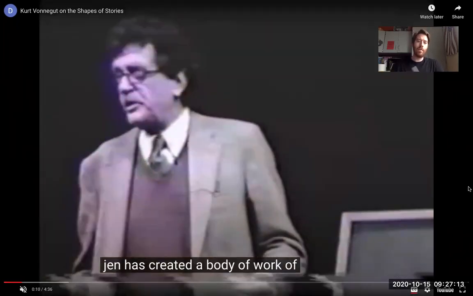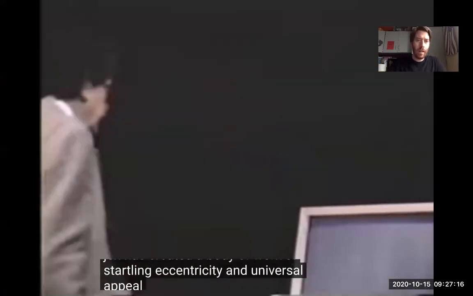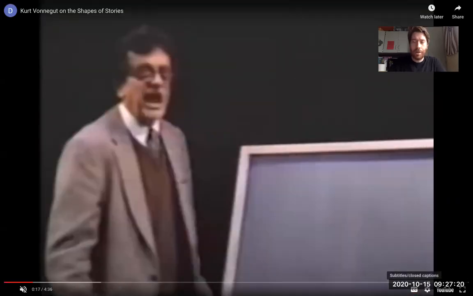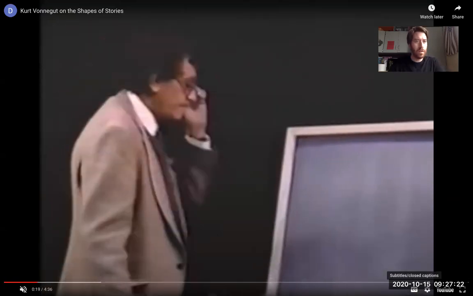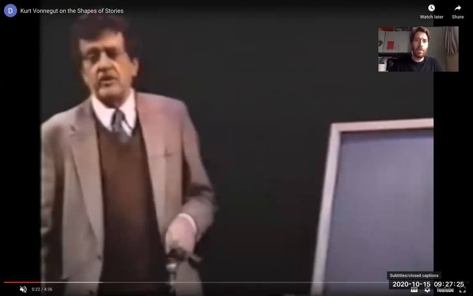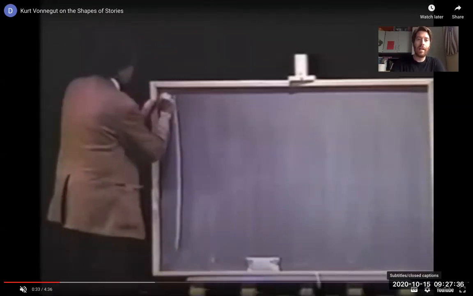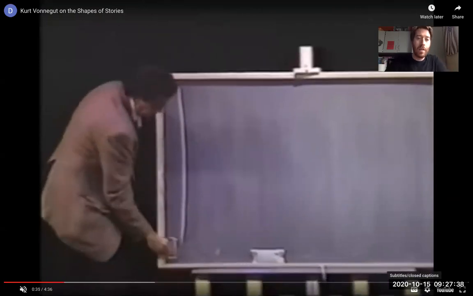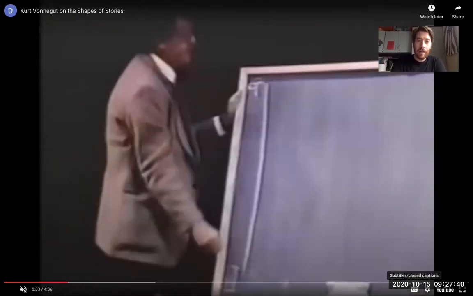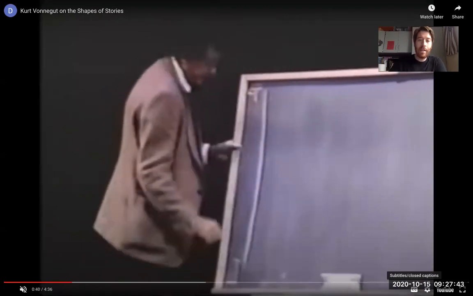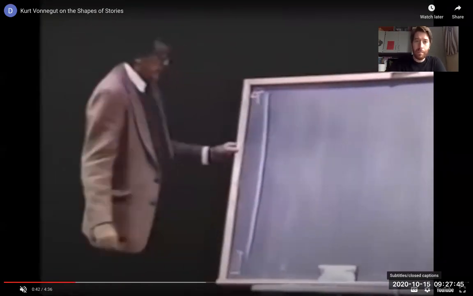So again, this is Kurt Vonnegut, and he is in a lecture here in front of an audience of probably hundreds of students, of authors, and he's introducing the idea that stories have shapes. They all follow the same mold, and if you follow this, you too can write a really good story. So he starts here by drawing a line that he calls an axis. He draws the G at the top of the line and the I at the bottom of the line.